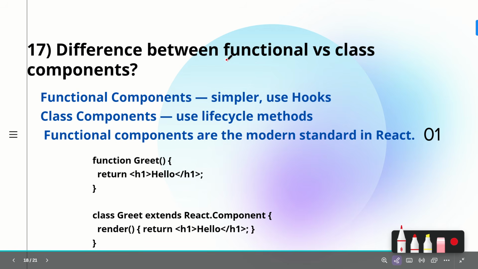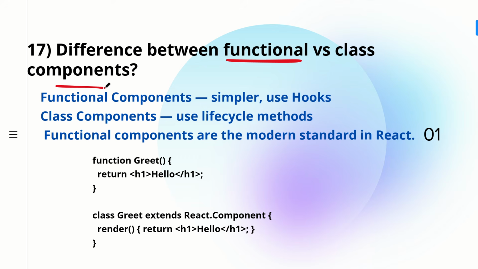What is the difference between functional versus class component? So functional components, they are very recent, very useful. They are simpler and they make use of hooks. In functional components we don't have lifecycle methods, that is why hooks were introduced. And hooks are easier to read, easier to learn, and easier to debug if some other developer is debugging your code. Whereas class components make use of lifecycle methods and they are a little complicated. Functional components are the modern standard in React, you can say. As I've said, functional components are the newer versions and class components are older. So nowadays we don't make use of class components.